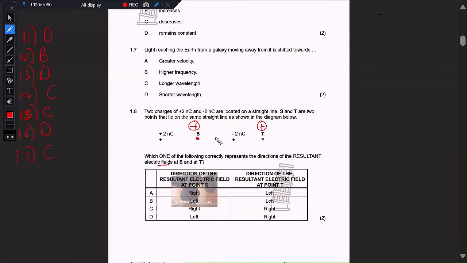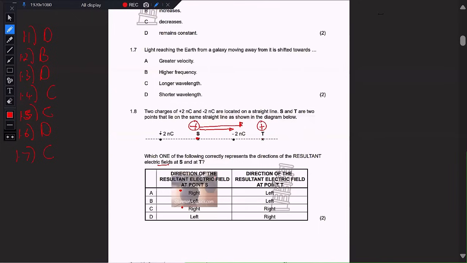Now, as we can see here, S, because of this one is a positive and a positive, will be repelled towards that direction. But then again, this is a negative, causing it to be attracted towards that same direction. So for the direction of the resultant electric field at point S, this would have to be what? Right. So we see right for option A and option C.